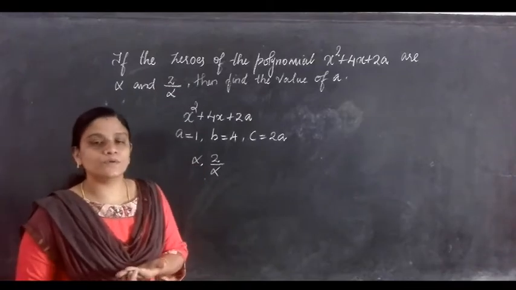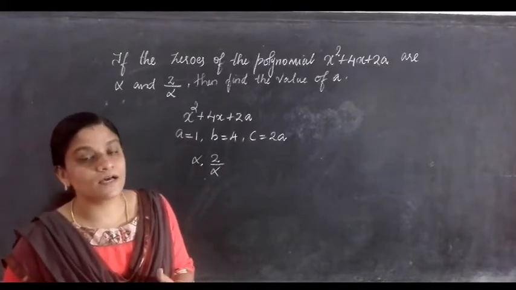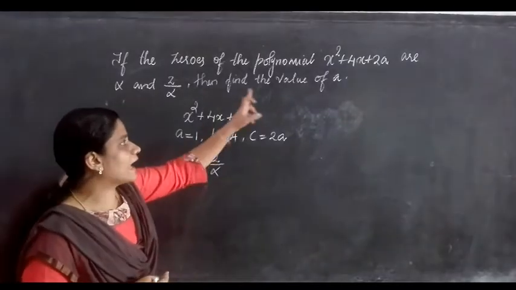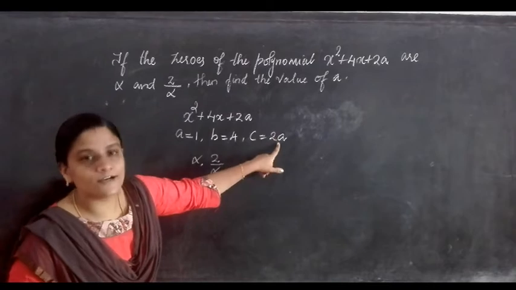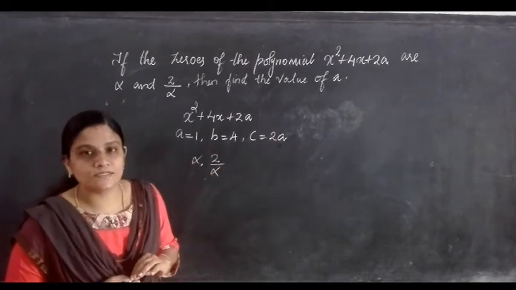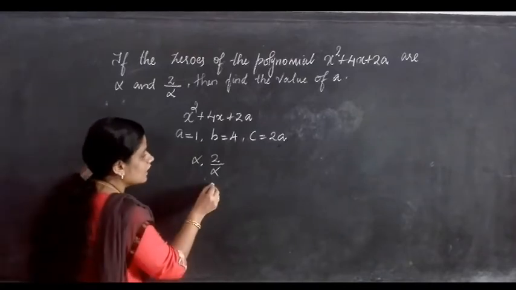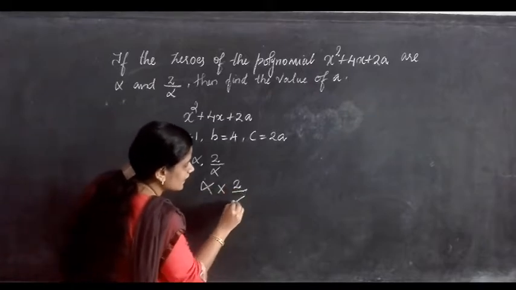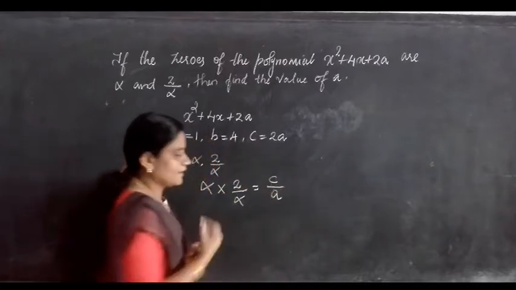So as I told you, we will use the relationship between the zeros and coefficients of the polynomial. We have to find the value of a. So here a is for c. c is equal to 2a. Which relation will we use? Yes, product. So we know the product of the zeros, alpha into 2 by alpha, is equal to c by a.